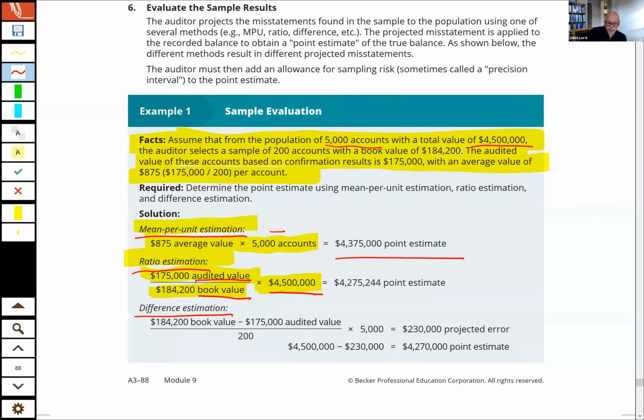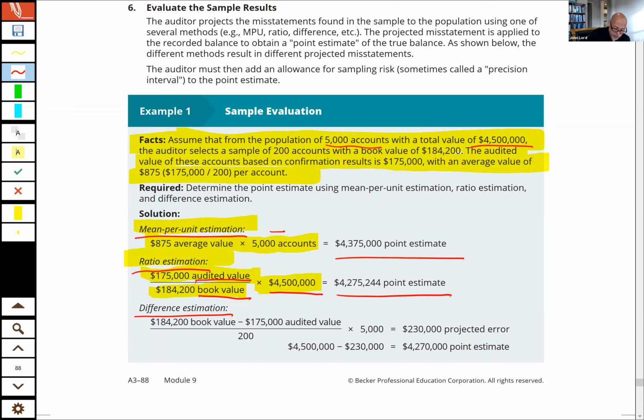We multiply that times the book value, and that's how we come up with our point estimate. And again, we go through the process of comparing that to our tolerable misstatement to see if we think we need an adjustment.